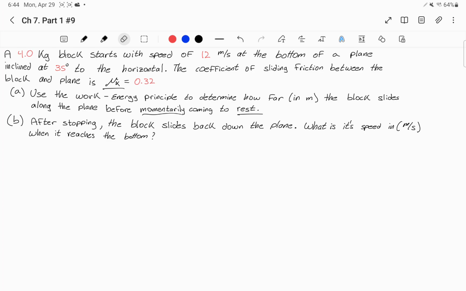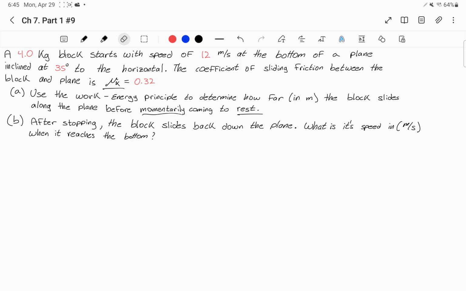We're going to be doing some conservation of energy, so without further ado, let's jump into it. The problem says a 4 kilogram block starts with a speed of 12 meters per second at the bottom of a plane. This plane is inclined at a 35-degree angle to the horizontal, which means to the floor, and the coefficient of sliding friction between the block and the plane is mu sub k equal to 0.32.